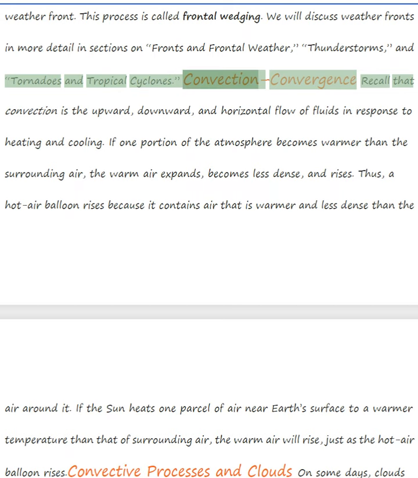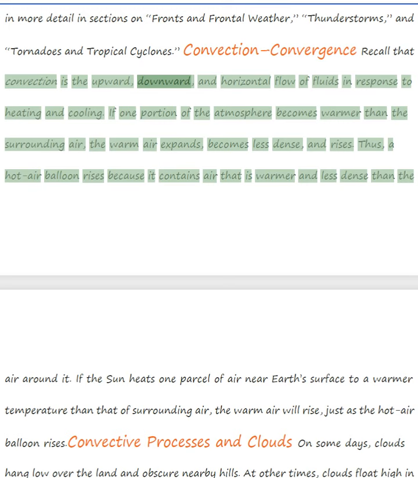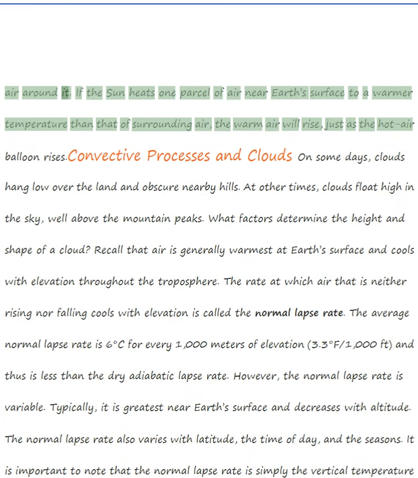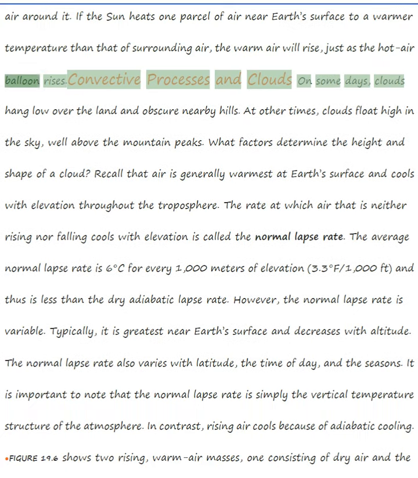cyclones. Convection, convergence. Recall that convection is the upward, downward, and horizontal flow of fluids in response to heating and cooling. If one portion of the atmosphere becomes warmer than the surrounding air, the warm air expands, becomes less dense, and rises. Thus, a hot air balloon rises because it contains air that is warmer and less dense than the air around it. If the sun heats one parcel of air near Earth's surface to a warmer temperature than that of surrounding air, the warm air will rise, just as the hot air balloon rises.